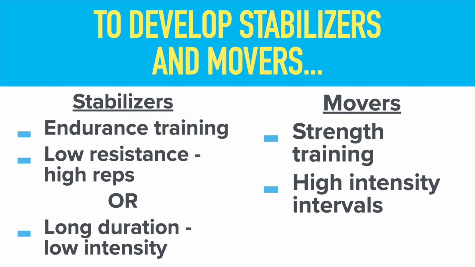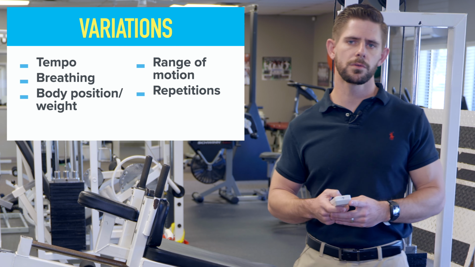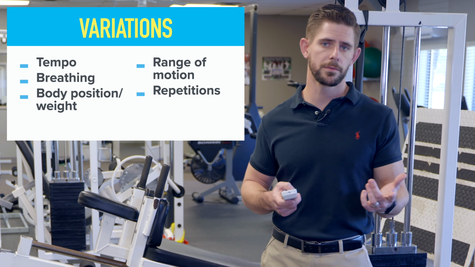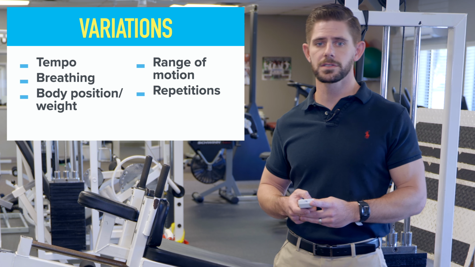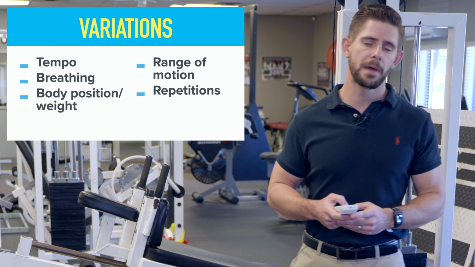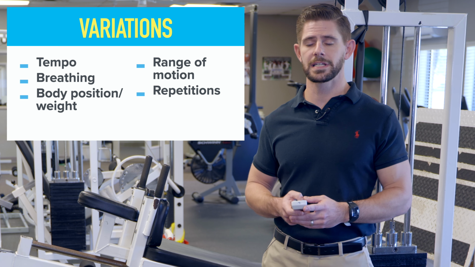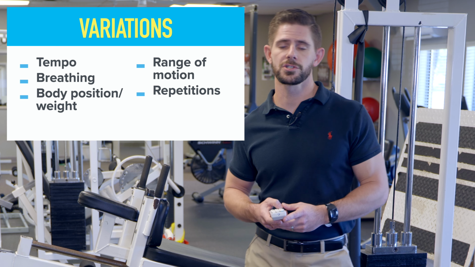When we talk about developing stabilizers versus movers, there are a few key differences. Stabilizers are going to be endurance-based, so we're going to perform exercises under low resistance for long periods of time, versus movers, we're going to perform heavier resistance loads over shorter periods of time. Different variations or variables to a program could be the tempo or the speed of the program, breathing methods, body position, the amount of range of motion performed with each exercise, and the number of repetitions performed.